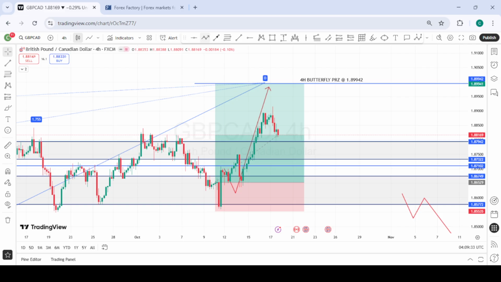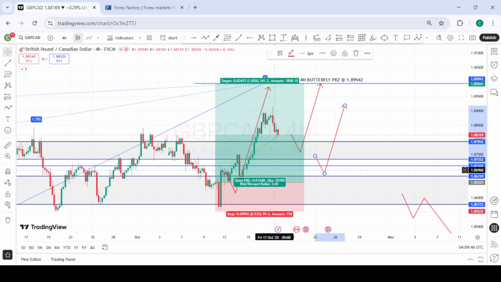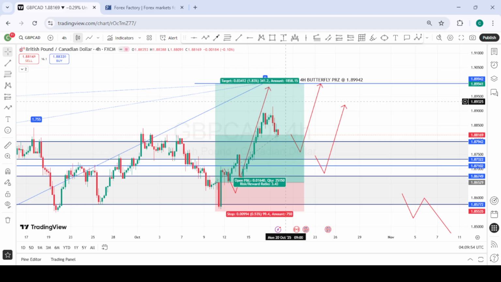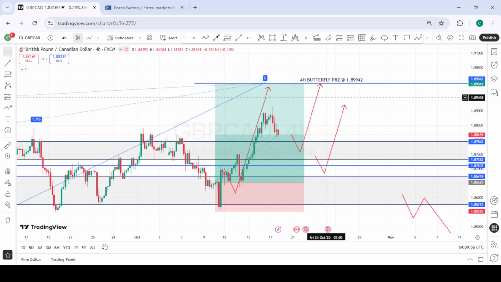So going into next week, if we are able to get this pullback into this zone, or the line below, just this line, or this zone, or these regions below this very first zone, if we're able to get buying confirmations in any of these areas, we'll be interested in adding more positions to continue the buys to the upside to complete this 4-hour butterfly pattern which we identified several weeks ago.